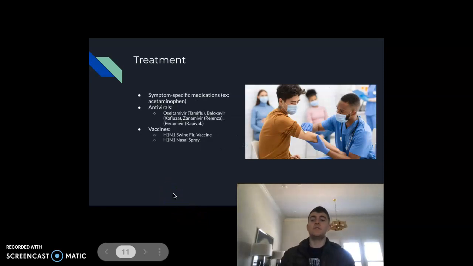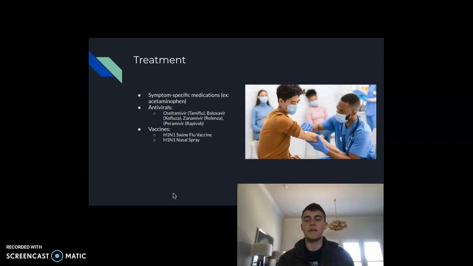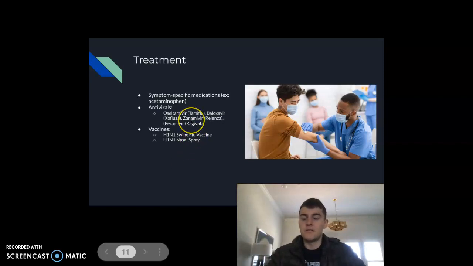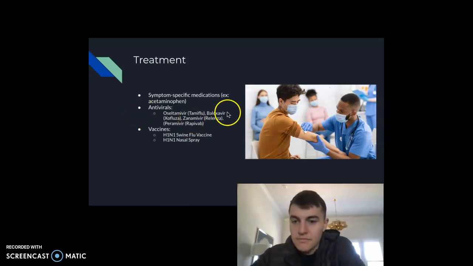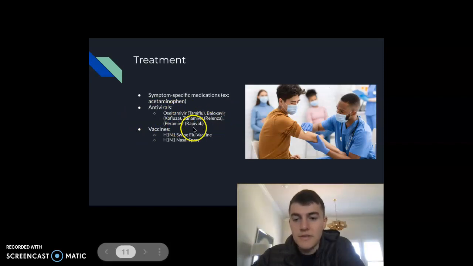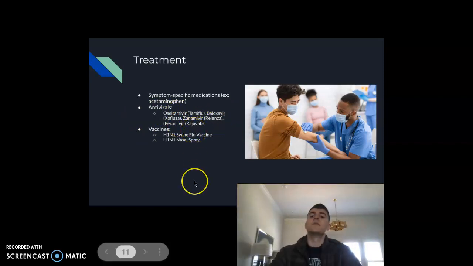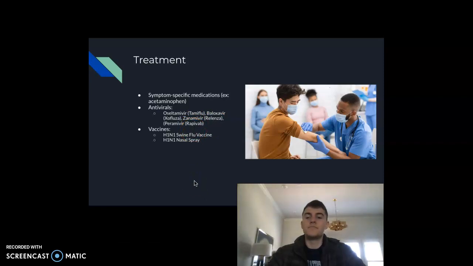But yeah, treatment. So you're going to have symptom-specific medications. This would be like Tylenol for any aches or pain, Zyrtec for your nose. But the actual treatment that targets the virus are these antivirals: Tamiflu, Zolgensma, Relenza, Rapivab. So with the vaccines, yeah, you have the H1N1 swine flu vaccine.